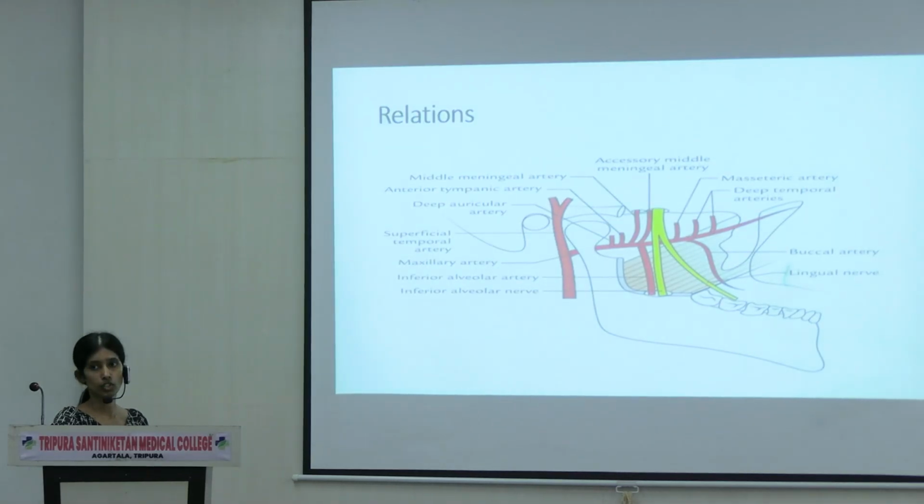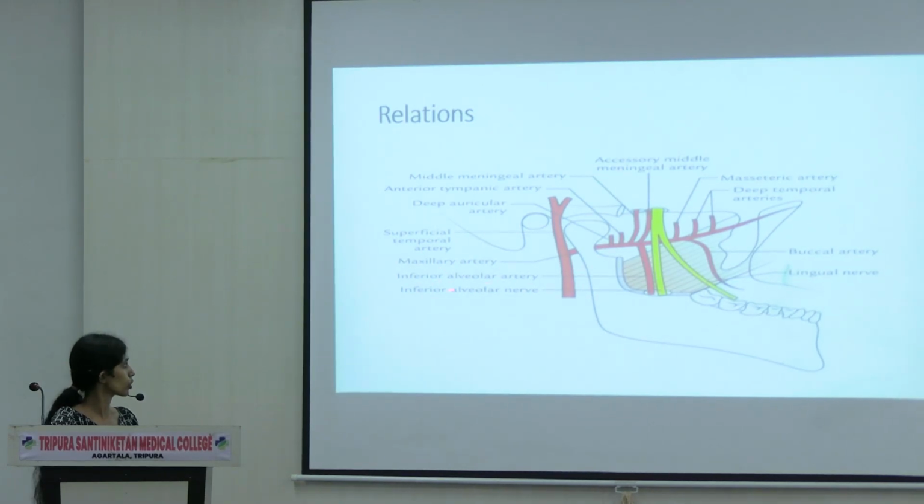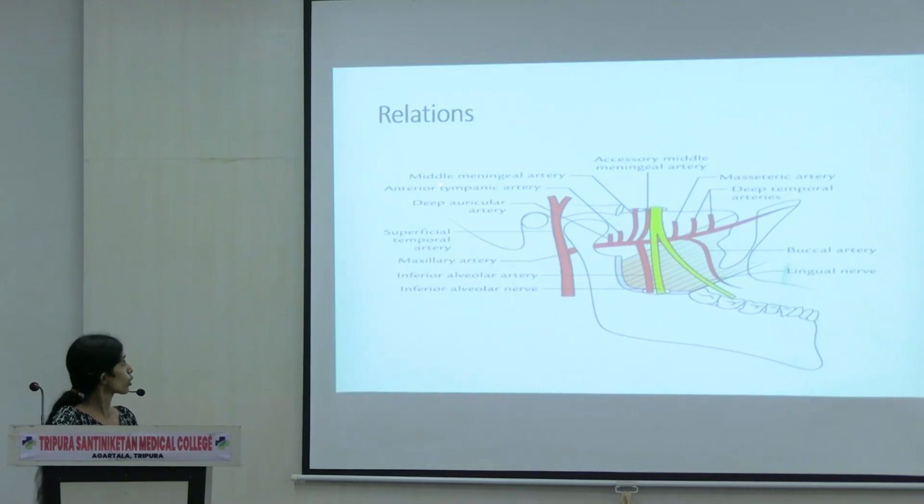These are a few structures which are related to your medial pterygoid muscle. You can see here maxillary artery, inferior alveolar artery, inferior alveolar nerve. These three structures were related to your lateral pterygoid muscle also. And also middle meningeal artery, buccal artery and lingual nerve. Again, these three structures were also related to your lateral pterygoid muscle.